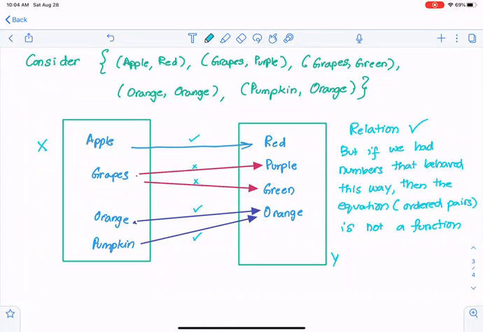2 different x's can have the same y. So orange, pumpkin can have orange as a color. So the one in purple is fine, but the one in grapes is not fine.